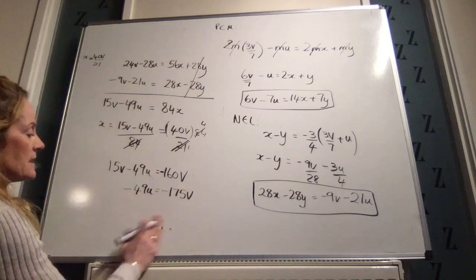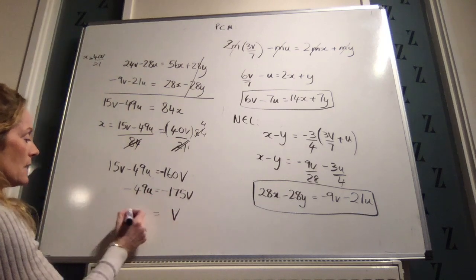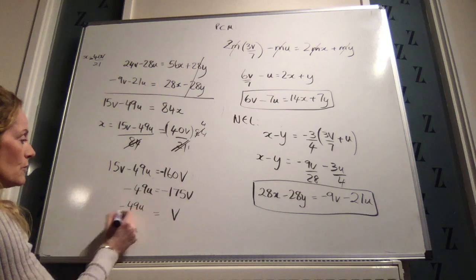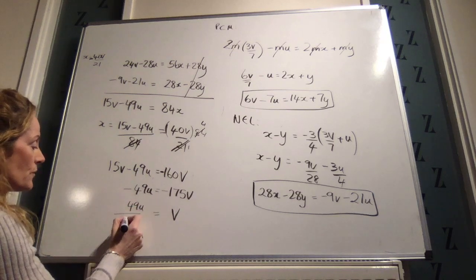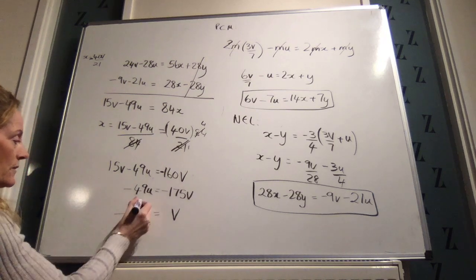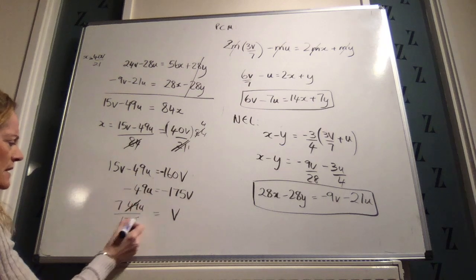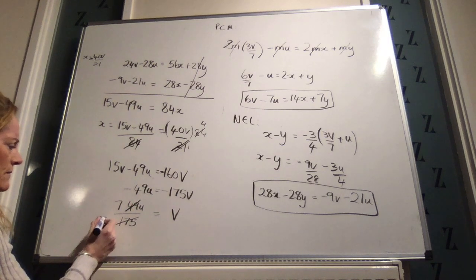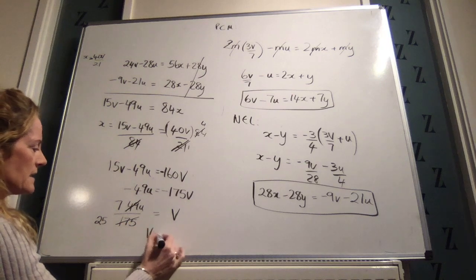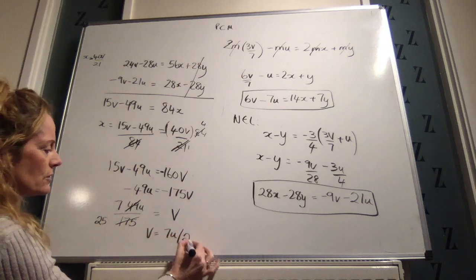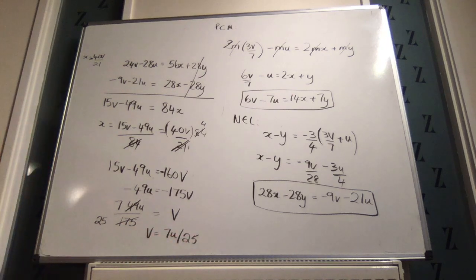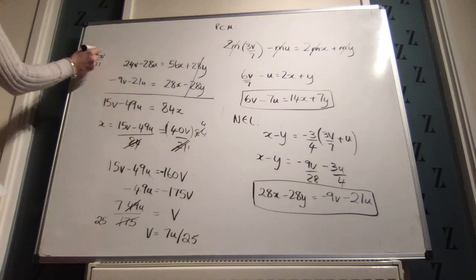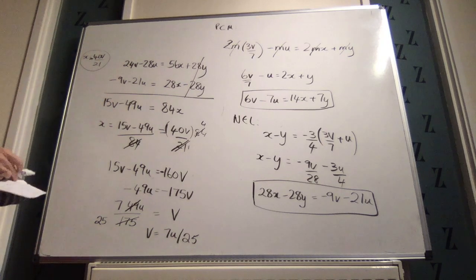Oh sorry, I think it was v we wanted. So v is equal to minus 49u over minus 175, or 49u over 175. 7 into that goes 7, 7 into that goes 25. So v is equal to 7u over 25. Okay, so I think I took that down wrong. So the x is equal to minus 40v over 21.